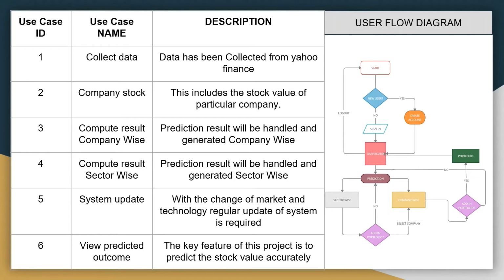Like, we have to collect the data, and we can also see the stocks in two ways. The first one is company wise and the second is sector wise. Then we have to consistently update the data to predict the result appropriately and accurately, and after that we can also view the resulting outcome.